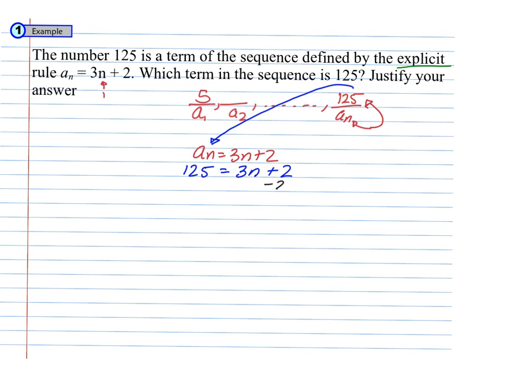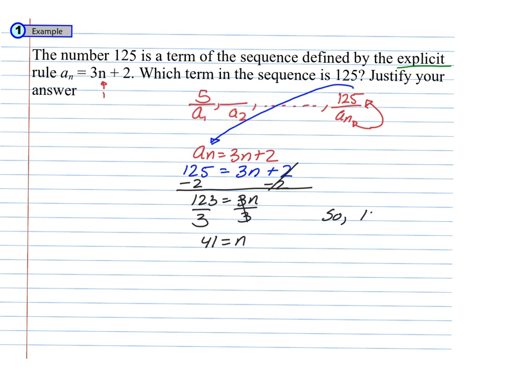So we're going to subtract 2. We're going to add the opposite to both sides of 2. We're going to get 123 is equal to 3n. We're going to divide both sides by 3. And we're going to get 41 is equal to n. That means that 125 is the 41st number in the sequence.